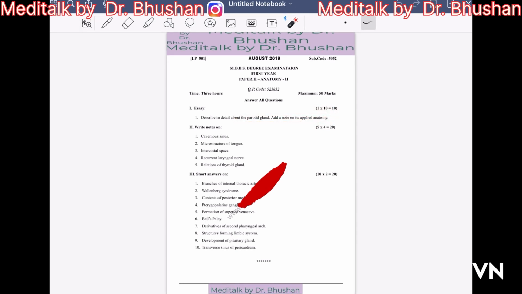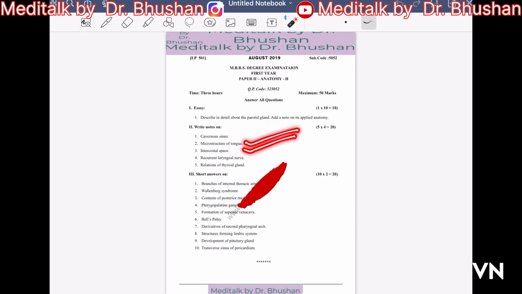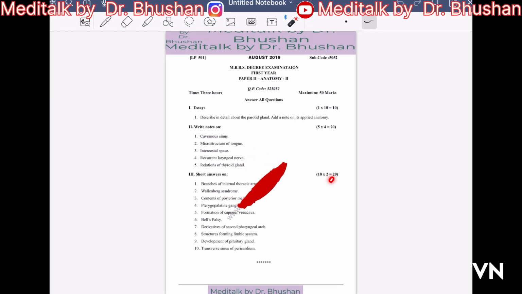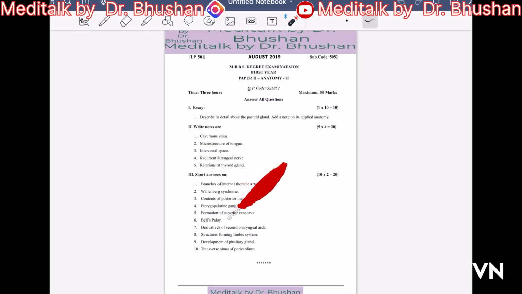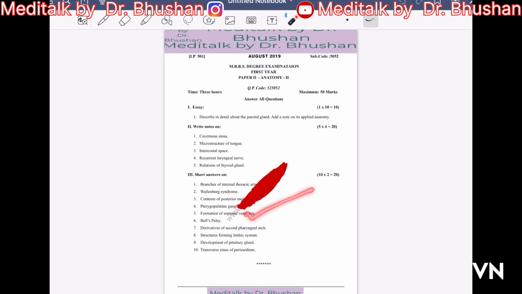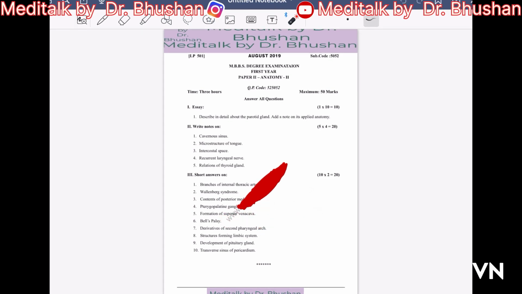Write notes on. It's 4 marks each, 5 questions. First is cavernous sinus, microstructure of tongue, intercostal space, recurrent laryngeal nerve, relation of thyroid gland. Short answer on, 2 marks each: branches of internal thoracic artery, Wallenberg syndrome, contents of posterior mediastinum, pterygopalatine ganglion, formation of superior vena cava, Bell's palsy, derivatives of secondary pharyngeal arch, embryology question, structures forming limbic system, development of pituitary gland, and transverse sinus of pericardium.